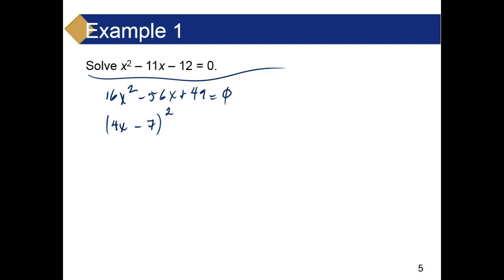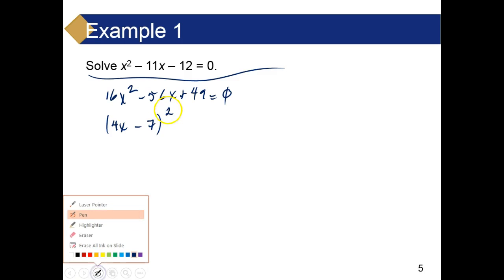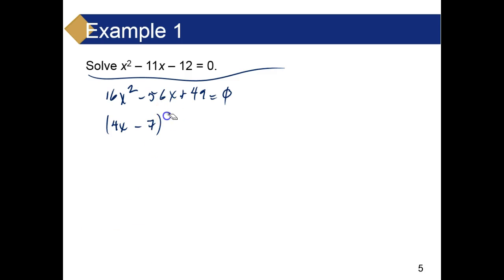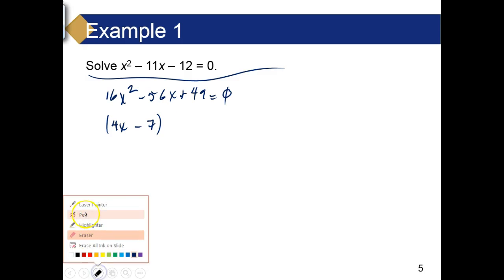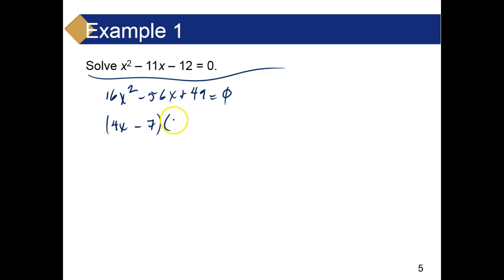So that does work. Now, since this is an equation, you might want to write that rather than as a square, as this times itself, 4x minus 7. That's what it means to square something, multiply it by itself. Okay, what do you do now? 4x minus 7 equals 0, or 4x minus 7 equals 0.